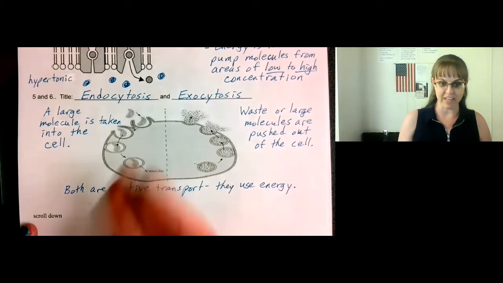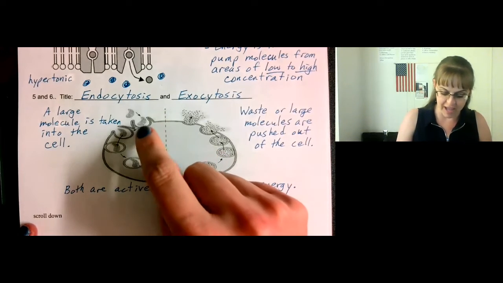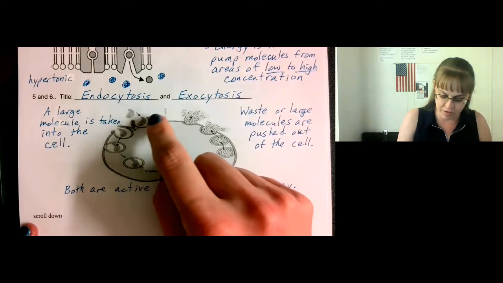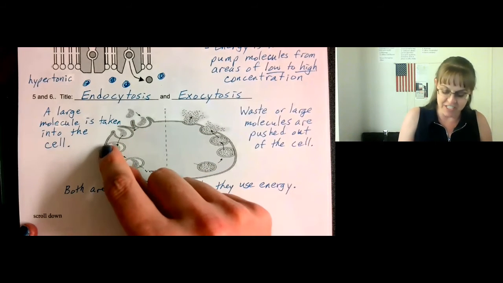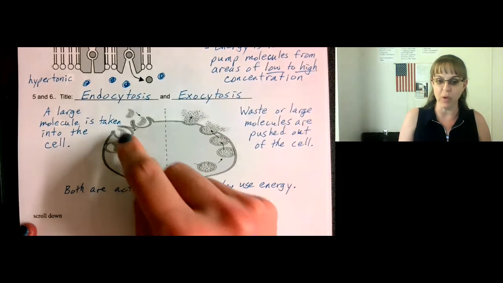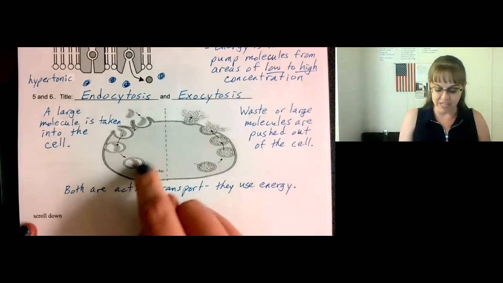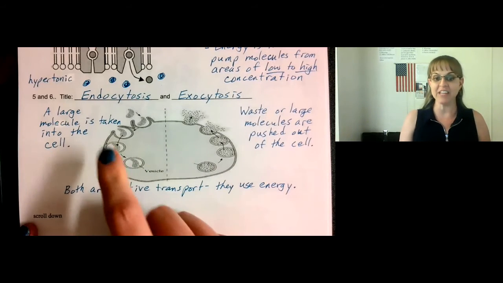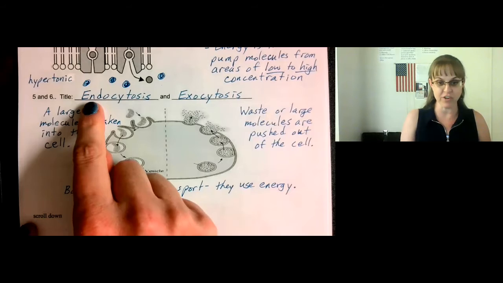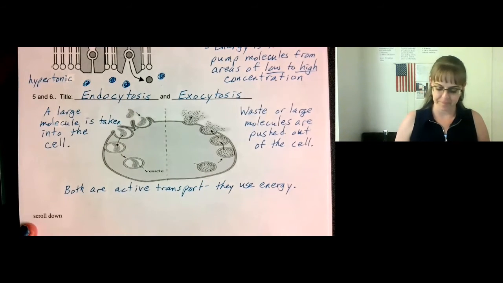So here we have endocytosis. Notice how two little pseudopods, false feet, wrap around the particle of food, for example. They seal together and make a little vacuole or a vesicle, and then it pinches off and goes floating into the cell. That is endocytosis. Endo, enter, cyto, cell, entering the cell.